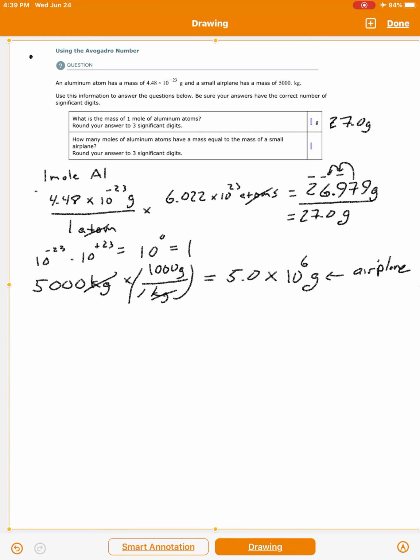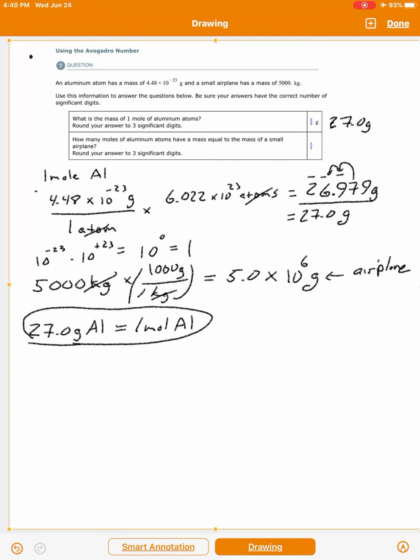Okay? So now they want to know how many moles. So here's what we have. It's 27 grams of aluminum. That's how much 1 mole of aluminum weighs. 1 mole weighs 27 grams. So you just want to find out how many times 27 goes into the mass, 5.0 times 10 to the 6 grams. So here's how you could do it. Use this as a conversion factor.